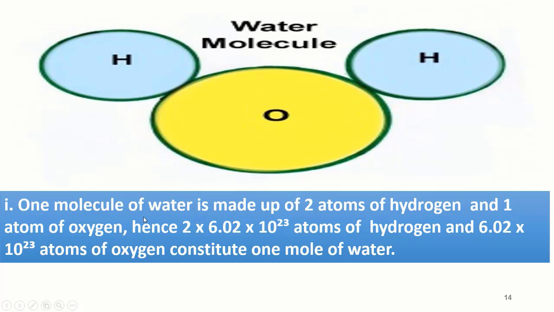Hence, in this, the total number of hydrogen atoms will be how many? 2 into 10 raised to power 23 atoms. And similarly, in 1 molecule of water, how many atoms of oxygen will be present? 6.02 into 10 raised to power 23 atoms of oxygen will be present in 1 mole of water.